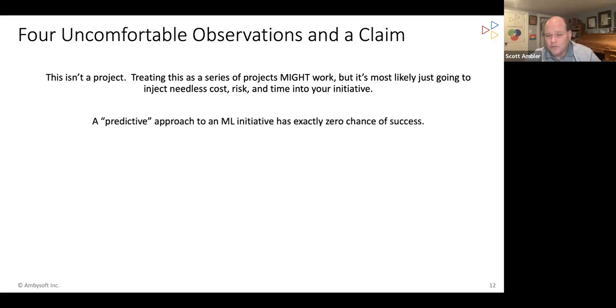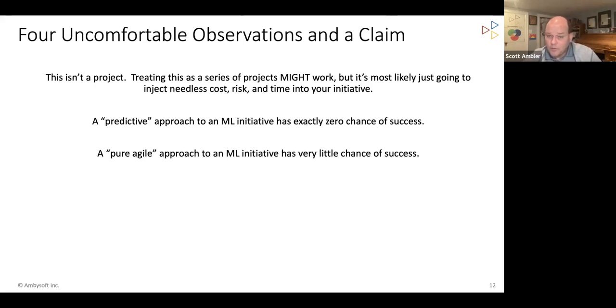A predictive approach, the traditional waterfall, serial approach, whatever it is you want to call it, has exactly 0 chance of success at AI. I'll walk you through why. It's just the nature of the beast. Predictive approaches to software in general have phenomenally low chance of success these days, but certainly for AI.